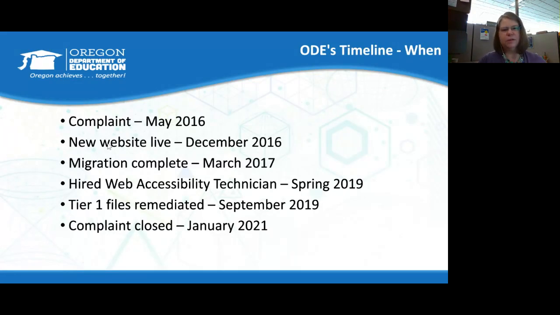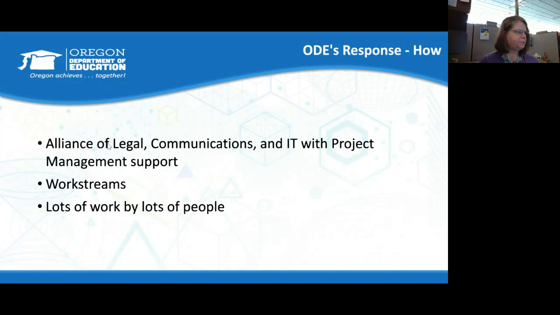From May 2016 to January 2021, we were actually under oversight to a greater or lesser degree. We were scheduled to be out of oversight in November of 2020 and then heard nothing. So we were done in November with all the things that we needed to do, but we didn't hear from OCR for a while. So how did we get it done?